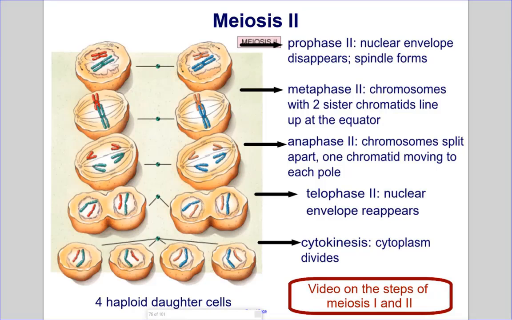Meiosis II. In Prophase II of Meiosis II, the nuclear envelope disappears, the spindle forms. In Metaphase II, chromosomes with 2 sister chromatids line up at the equator. In Anaphase II, the chromosomes split apart, 1 chromatid moving to each pole. In Telophase II, the nuclear envelope reappears, and in cytokinesis, the cytoplasm divides. The final result is 4 haploid daughter cells. Click here for a video on the steps of Meiosis I and II.